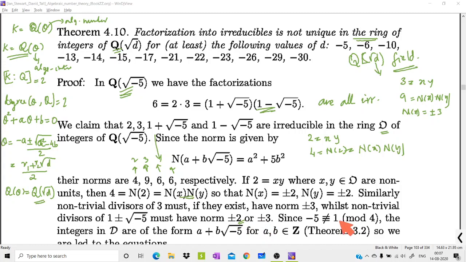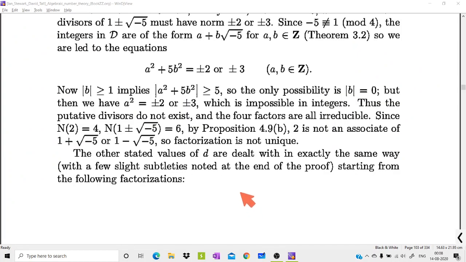Clear? Now if we consider the ring of integers of Q of root minus 5, and this minus 5 is not congruent to 1 mod 4, then the general form of any element of the ring of integers of Q of root minus 5 is a plus b root minus 5. So the norm of the general element of that O is a square plus 5b square.